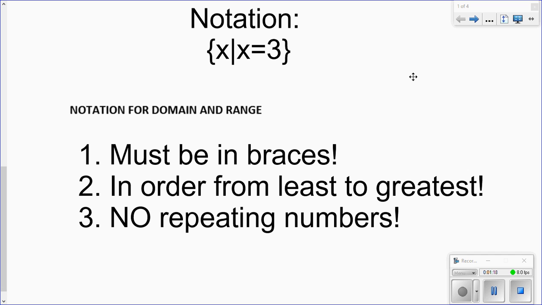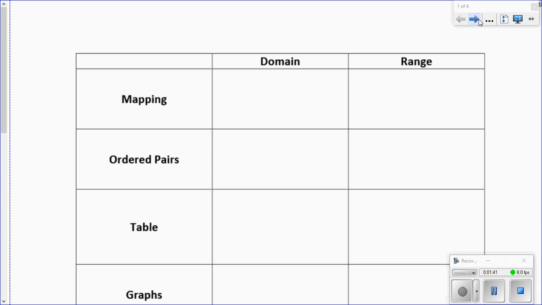Now, if you're not doing set builder notation, you need to follow these rules. Notation for domain and range must be in braces. The numbers need to be in order from least to greatest, and there should be no repeating numbers, no repeats. Okay? So this is going to be on your quiz. And if your domain and range does not look like this, you're going to lose a point. It's not fun. Please don't do it. Just make sure you have those three.